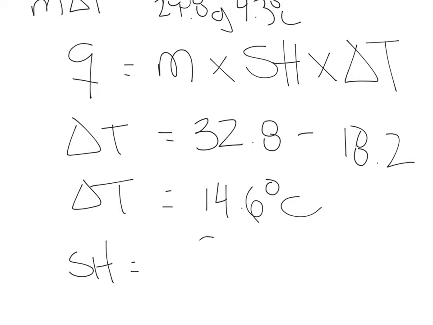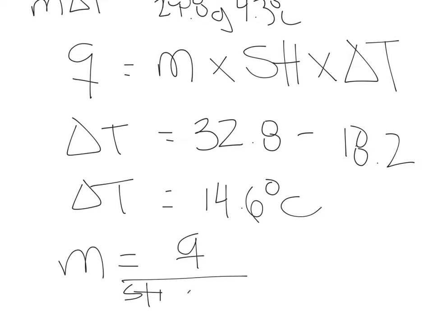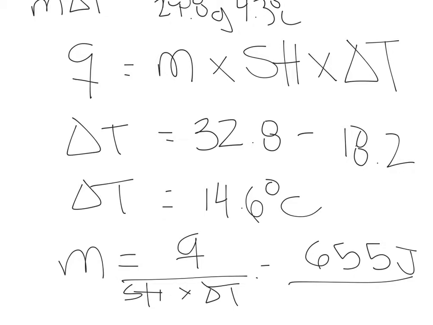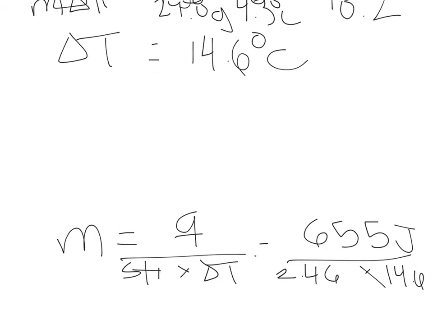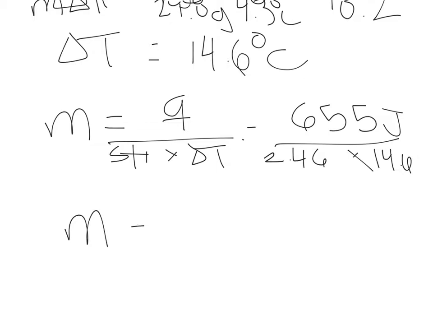This time we're solving for mass. Mass is going to be Q over specific heat times delta T, and then we substitute. Q is 655 joules over the specific heat, which is given as 2.46 joules over grams per Celsius, and delta T, 14.6. And then we do the calculations, and we get that the mass is equal to 18.2 grams.